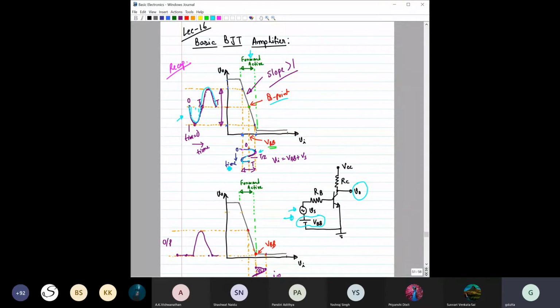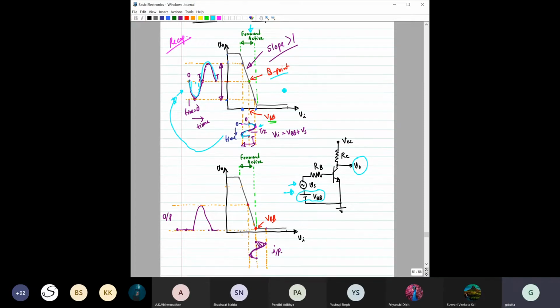Here we have also noticed that there is a phase shift for this particular configuration, a 180-degree phase shift. You can clearly see the zero time point is here, whereas the zero time point of the output is here. So obviously there is a 180-degree phase shift from here to here.